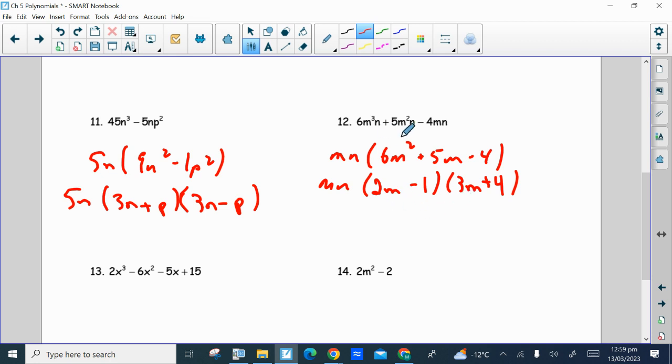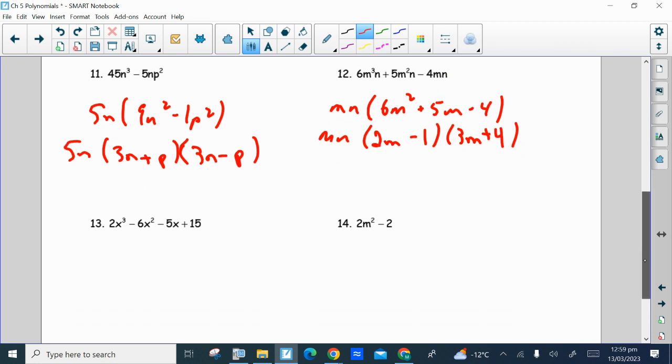Now let's check that. The 2m times the 3m gives us a 6m squared. The negative 1 times the 4 is negative 4. The outer products will be 8m, the inner products minus 3m. 8m take away 3m is positive 5m. So we have the factors. It checked. I didn't write out the check, but we did it verbally, showing that when you multiply out those two binomials, you will get this trinomial there.